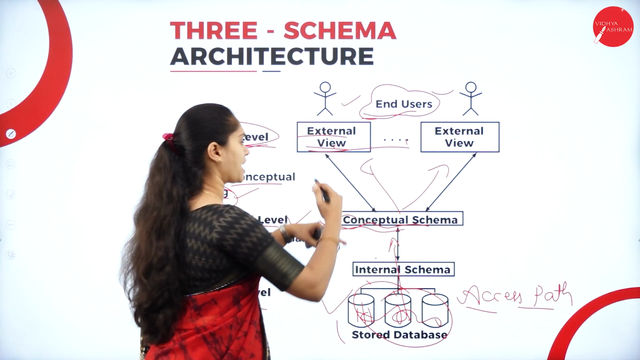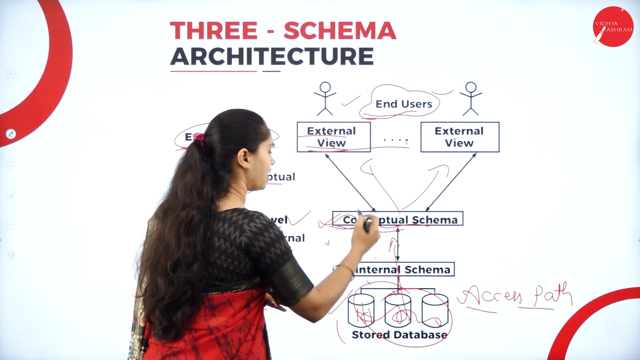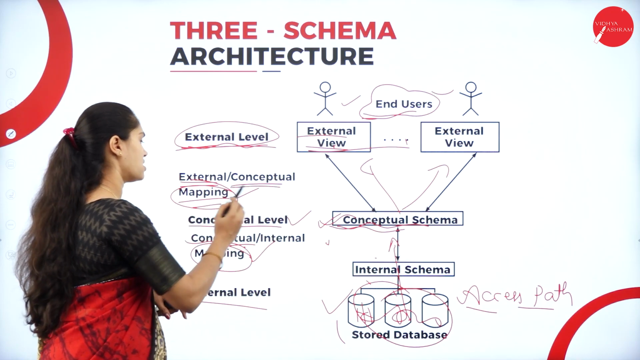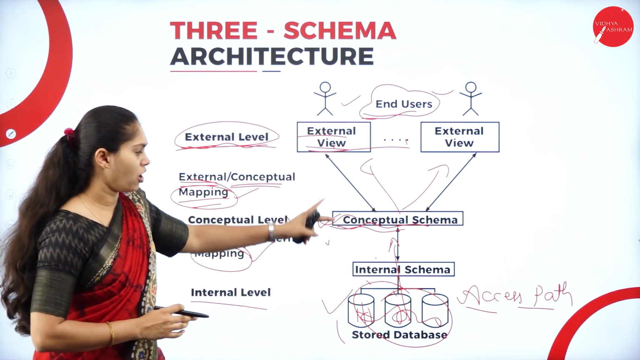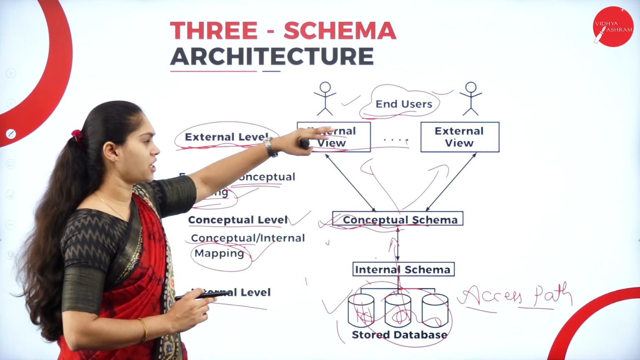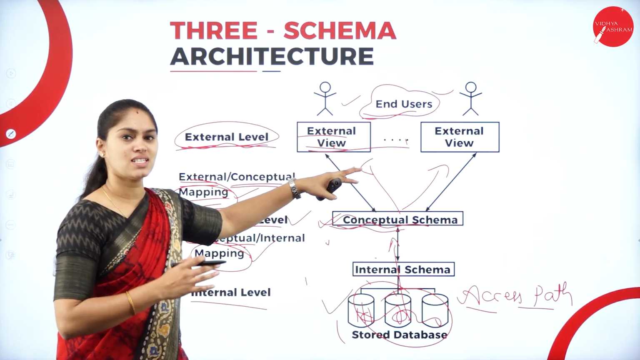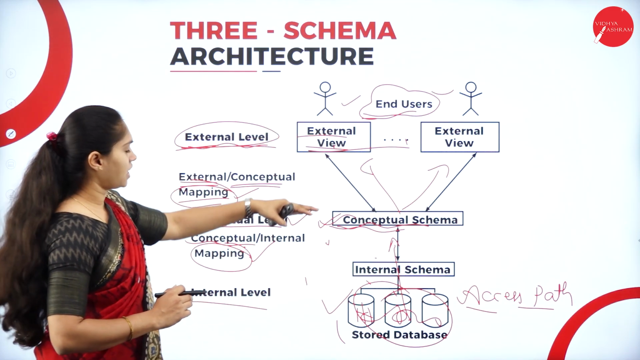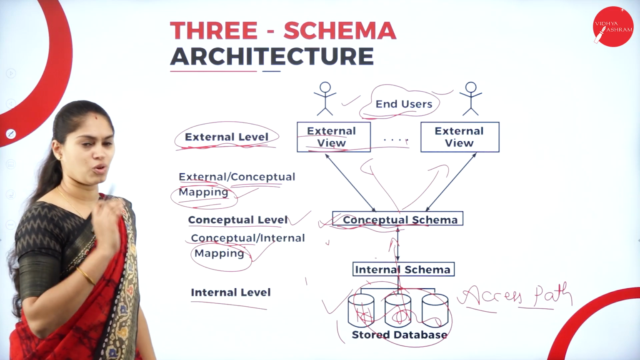After the exchange of data between the external level and the conceptual schema, for that purpose we have this external or conceptual mapping. It will be of this kind. Then it sends the resultant back to the user, and the user sees the resultant as per their requirement. This is how the three schema architecture works.